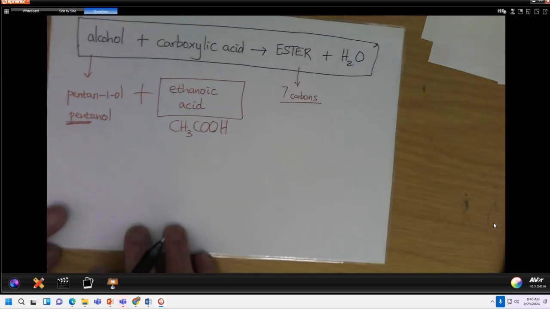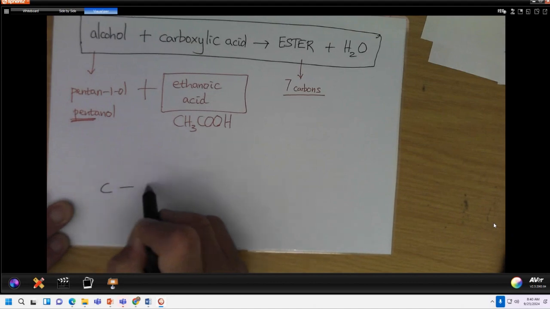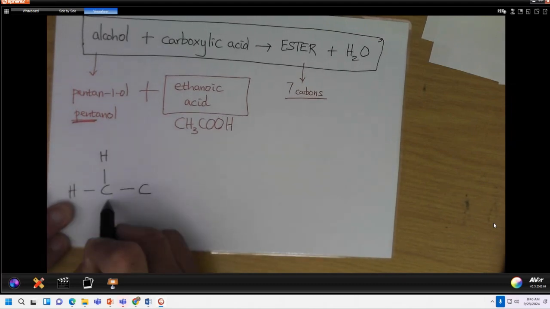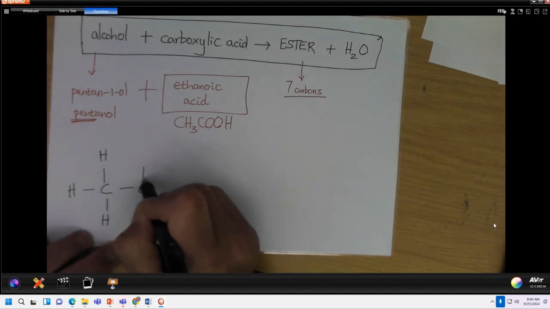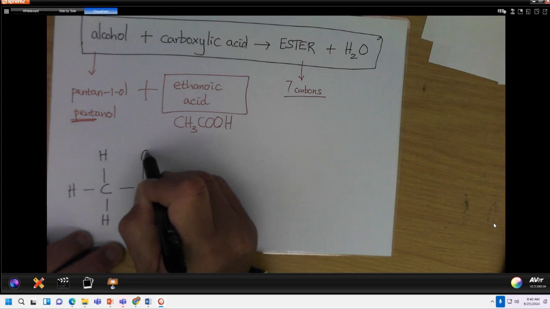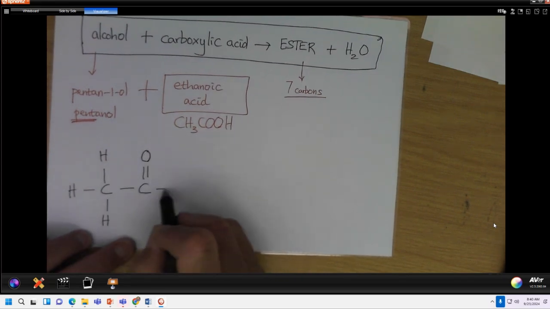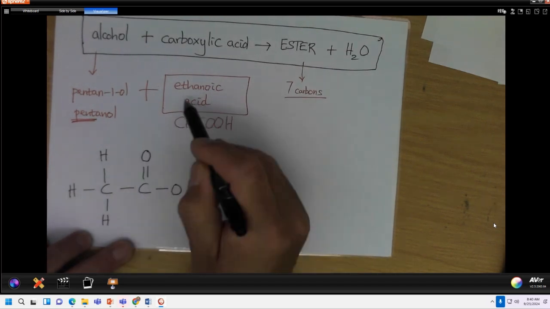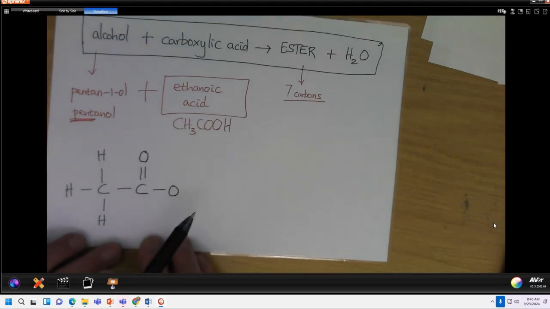Let me draw the carboxylic acid. So I put my carbon here and my carbon here. And you know that there must be a hydrogen this side and a hydrogen here, because every carbon must be bonded to 4 bonds. Now, because this is there, I must put an oxygen here. You remember that this is the functional group, and there must be an oxygen here. All right, so there is my ethanoic acid part. Can you see? There's the 2 carbons there.